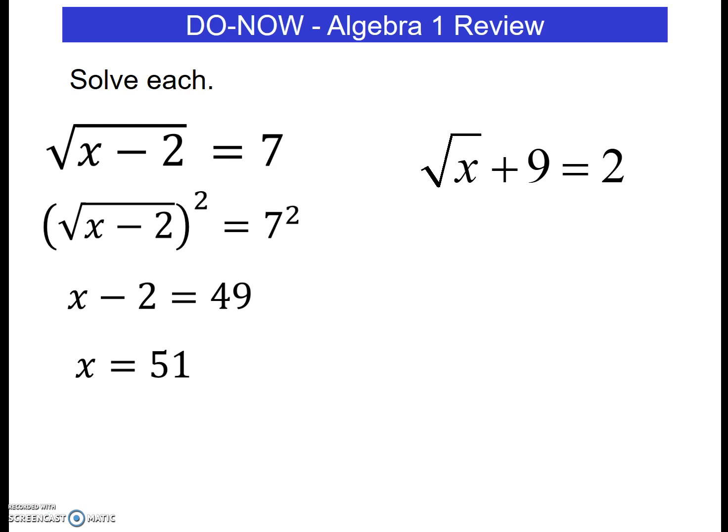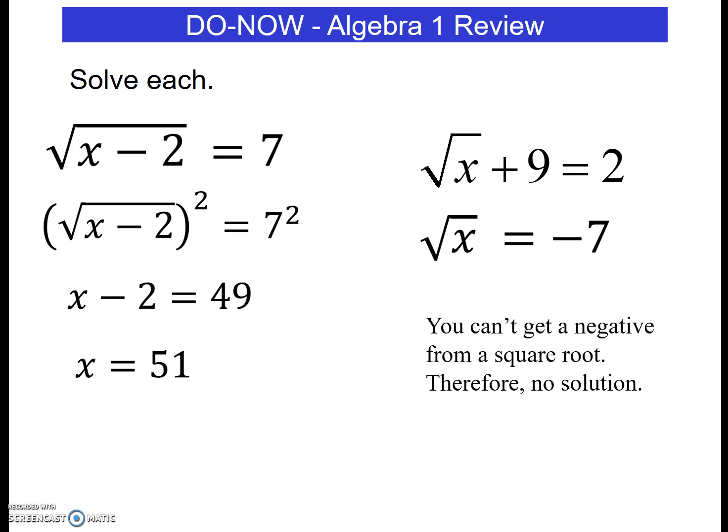What you want to do from here is always check to make sure it works. If I plug it back in, 51 minus 2 is 49. Square root, we get 7. So we're good. On the right-hand side, though, when I subtract 9, I get negative 7. The problem is that I can't take the square root of something and get a negative. So therefore, we don't have a solution here.